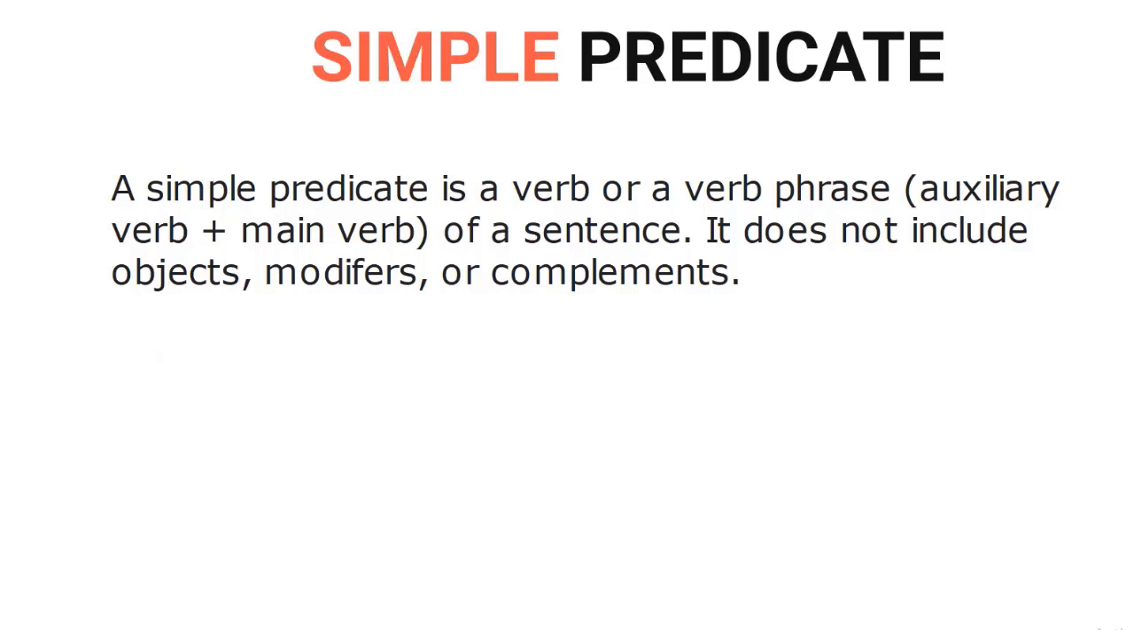What is a simple predicate? A simple predicate is a verb or a verb phrase, which is a combination of an auxiliary verb and a main verb, right? So a simple predicate is just a verb, the main verb, or a verb phrase, which is basically a combination of an auxiliary verb and a main verb. This is what a simple predicate is.